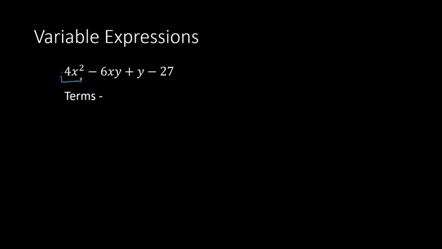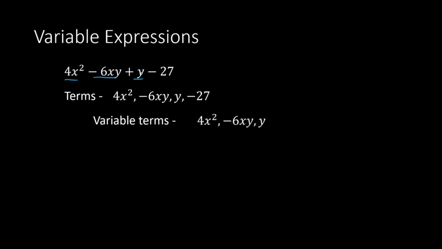So like here, 4x squared would be one term. Then we have here negative 6xy, that would be another term. And then we have a positive y right here, that's another term. And then negative 27, that is a fourth term. So this example here would have 4 different terms. Your variable terms would be any term that has a letter in it. So like 4x squared, negative 6xy, positive y. Those 3 would be variable terms.